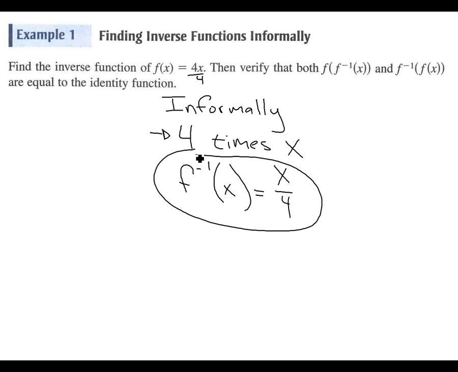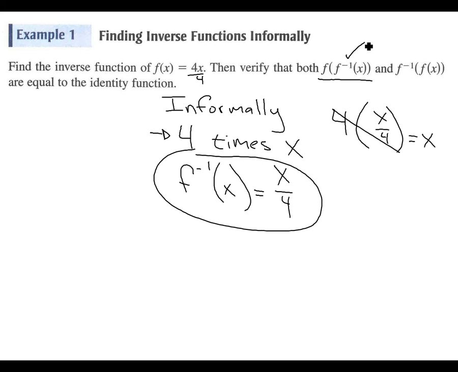All right? And so to make sure that we're right, we do need to test this. So we're going to do f of the inverse. So our original f was 4x. Instead of x, we're going to plug in our inverse, x over 4. And the 4's will cancel out, and we do get x. So this one checks.